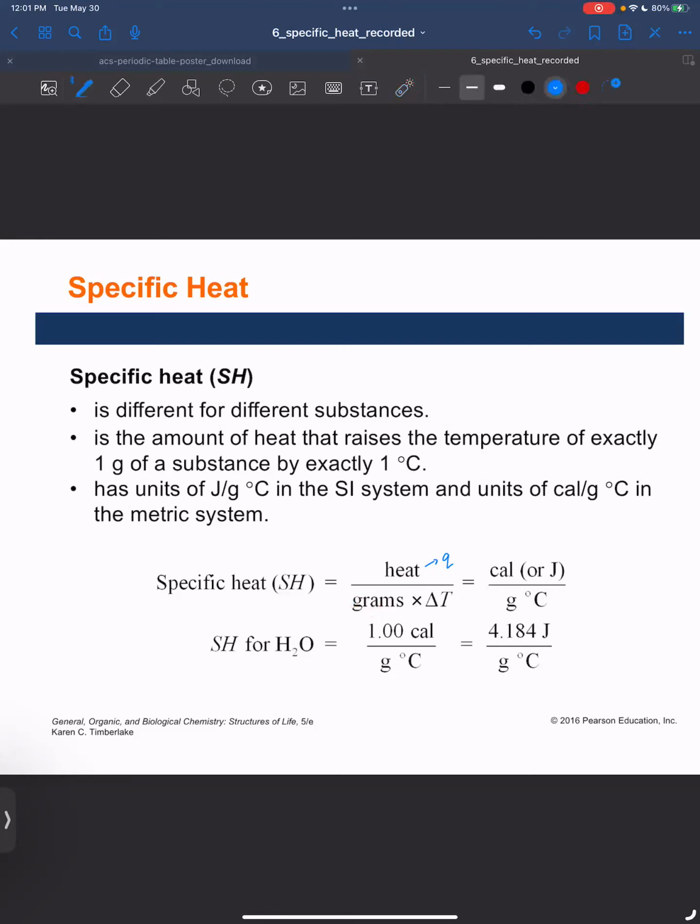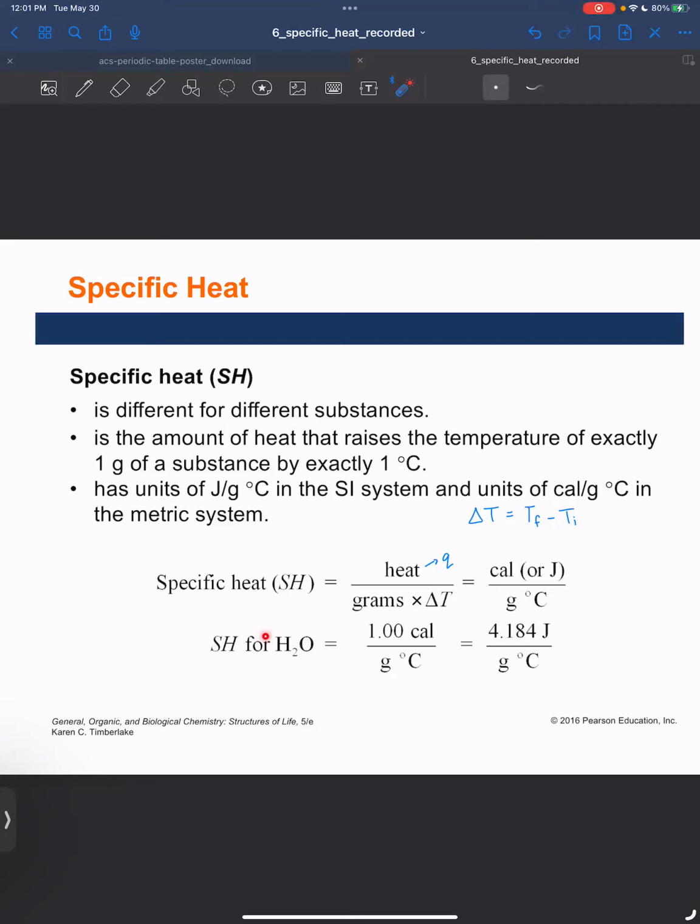And I want to remind ourselves that anytime you see delta, that means change, and that means final minus initial. So delta T is the change between the final temperature and the initial temperature. So delta T in this case is TF for final minus TI for initial temperature.